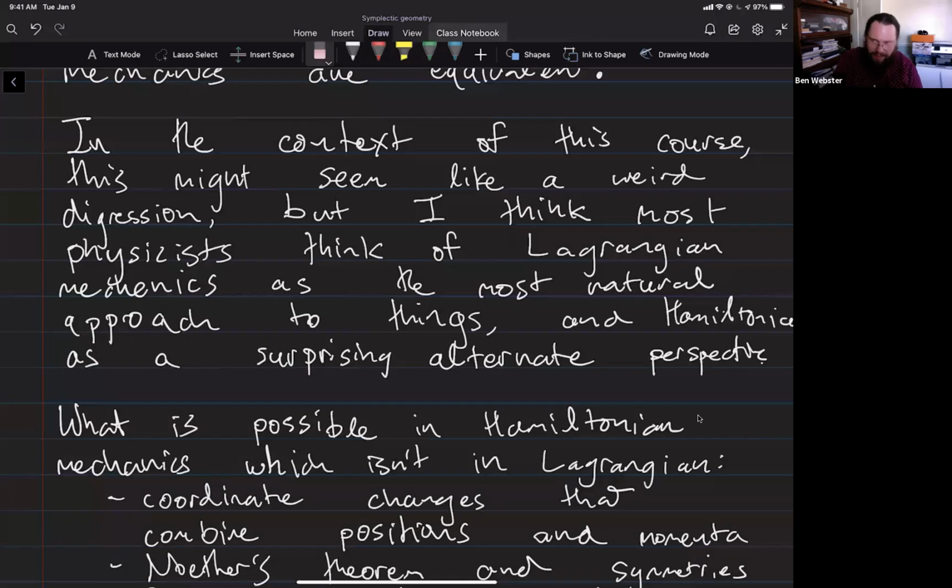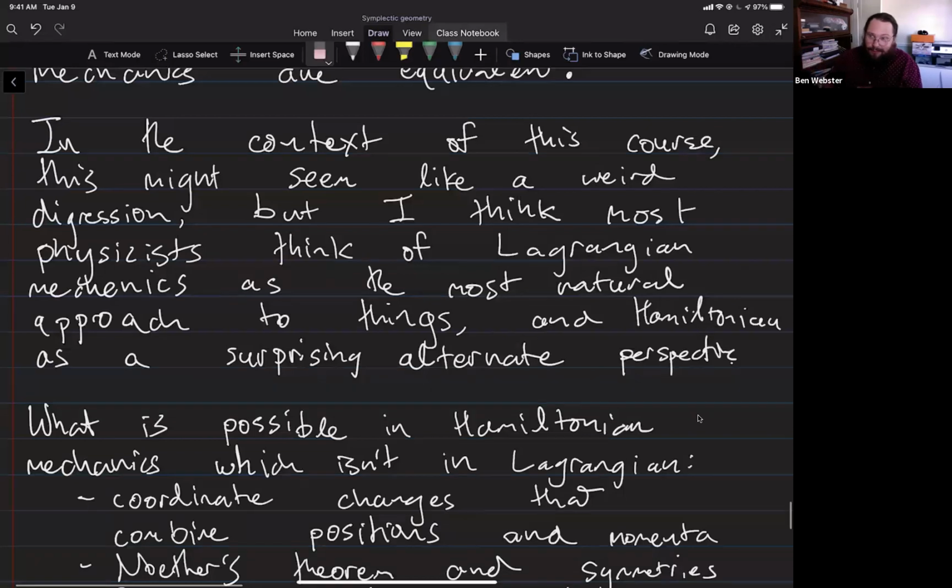But I think to most physicists, Lagrangian mechanics is actually the most natural thing. Usually when I talk to physicists, the first thing they look for is what's the Lagrangian? And Hamiltonian mechanics is this weird alternate thing that might be useful occasionally, but it's kind of an odd thing to do.